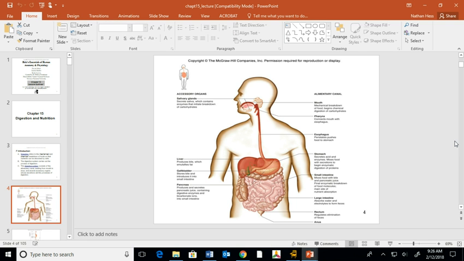So we'll talk about how that is. It has all these little microvilli, if you remember this word from way back. That gives us more surface area. We'll talk more about that. It then goes into the large intestine.